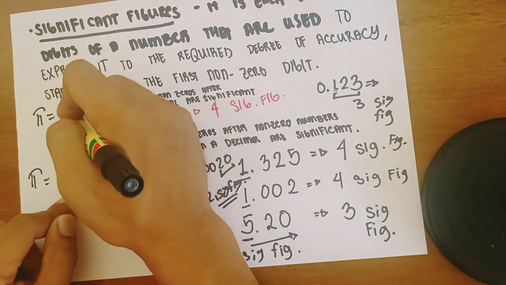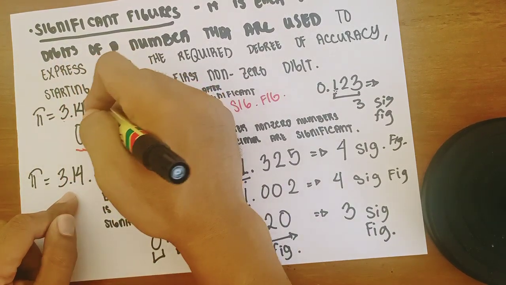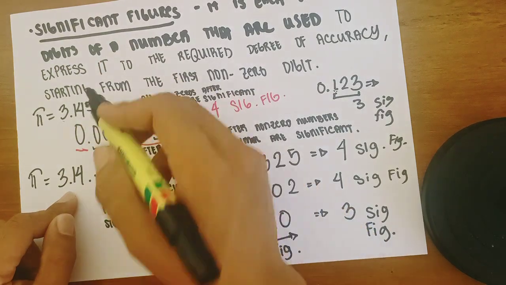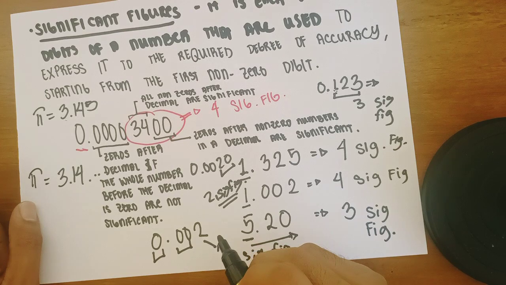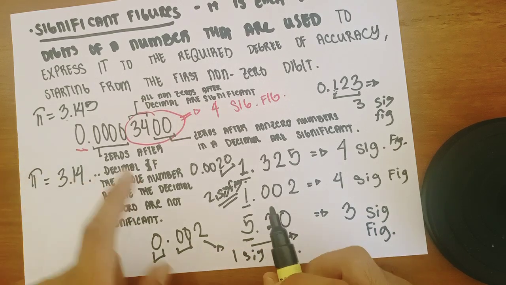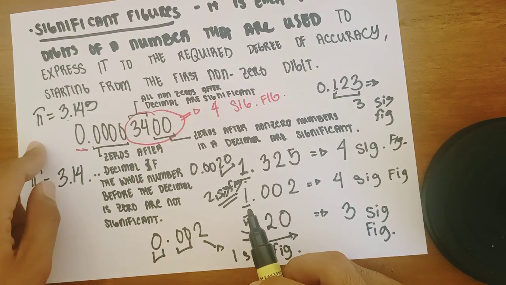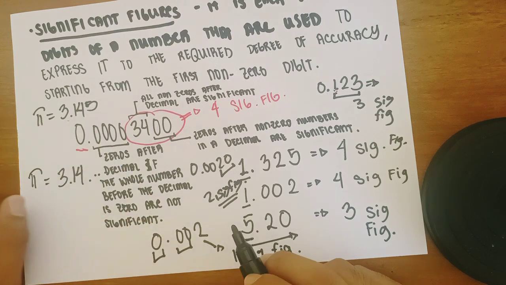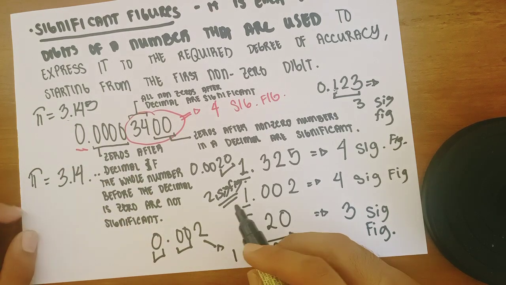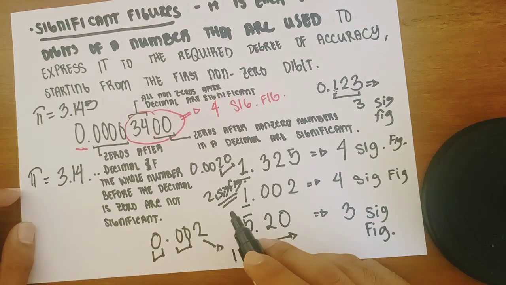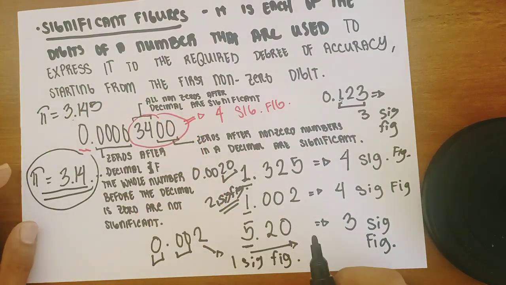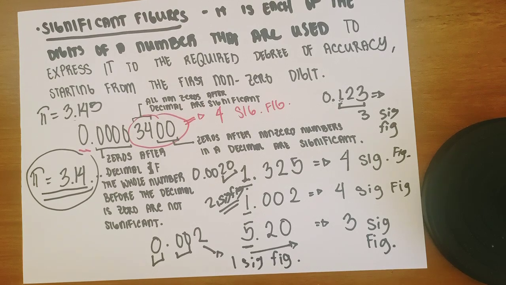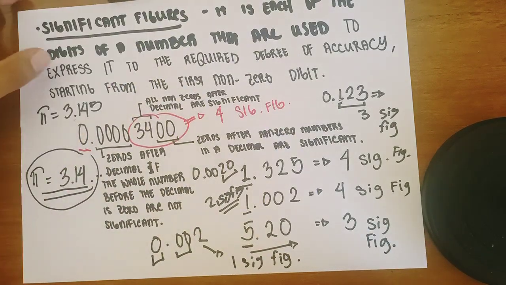Hindi ko kabisado yan. So, pag sinabi ng teacher, for example, give me the value of pi using 3 significant figures. So, kukunin mo lang yung 3 significant figures ng pi, which is 3.14, for example. Ganon yung pinaka-basic kung saan ginagamit ang significant figures.